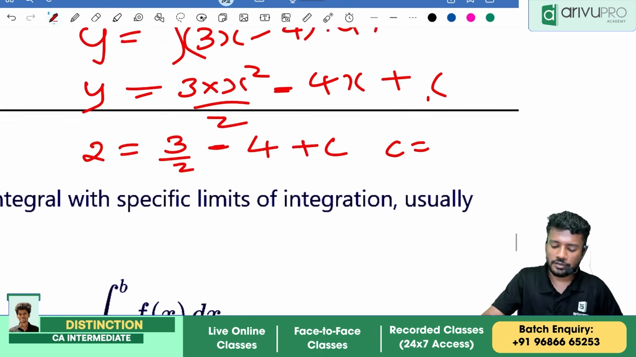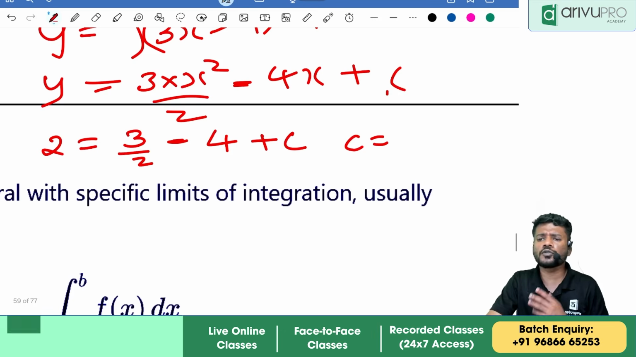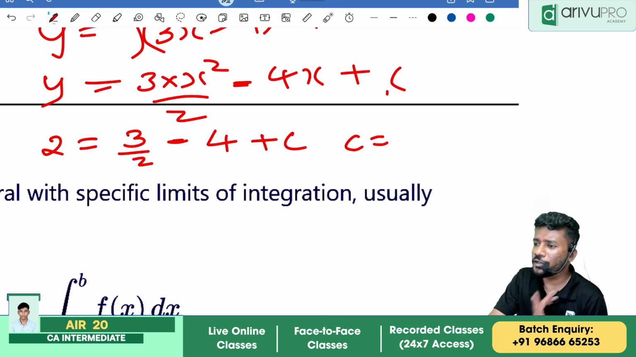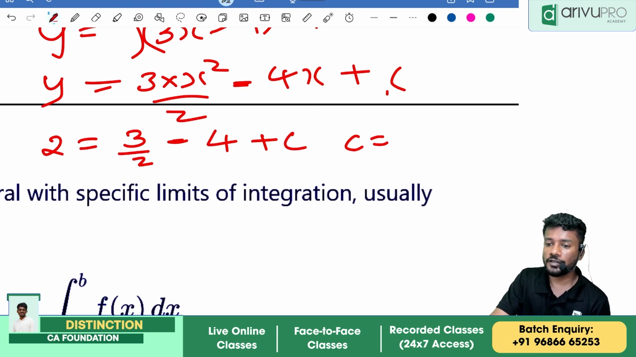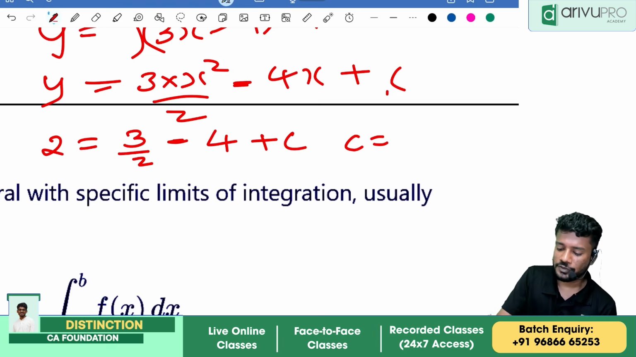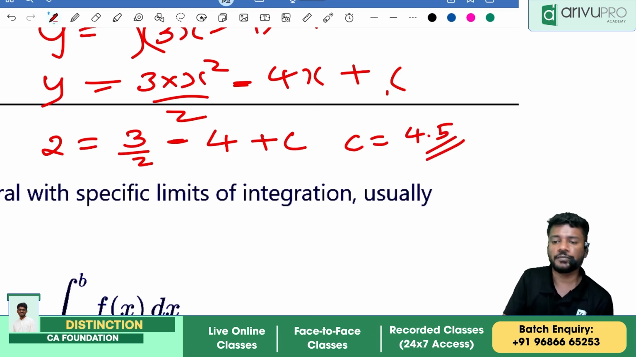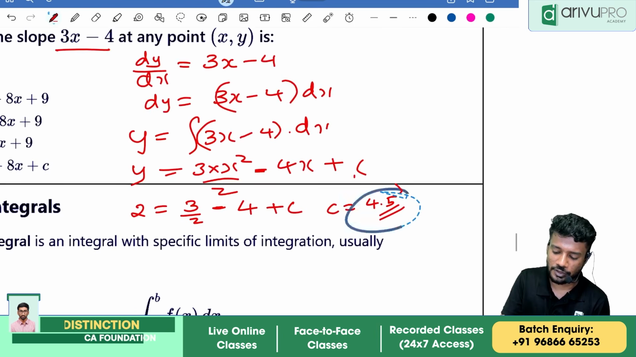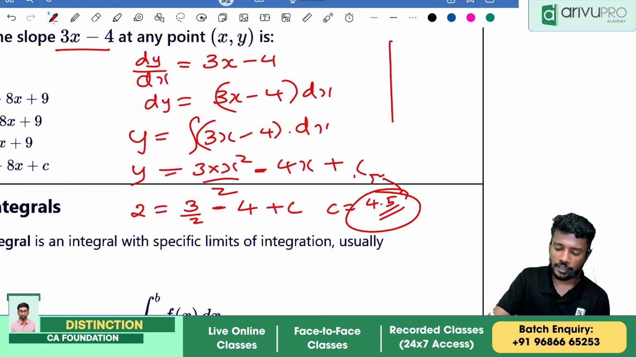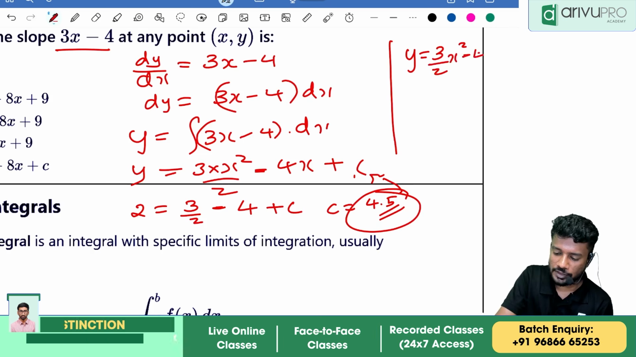c is nothing but, if you don't know how to take LCM and all, what you will do? You will use calculator. That means 3 by 2 will become 1.5. Then 2 will come to this side. That is 4.5. c is equal to 4.5. Everyone is having c value 4.5. Now we will substitute this over the previous one. That means y is equal to 3 by 2 x square minus 4x plus 4.5.